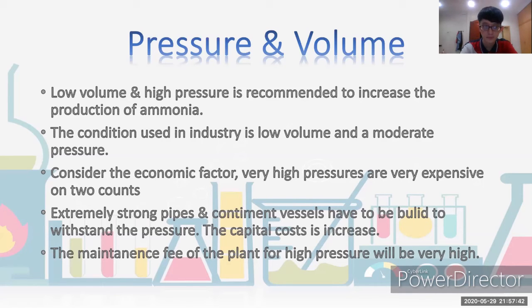Thus, the compromise pressure will be 200 atm, which is high enough to maximize the production of ammonia. The same goes for volume, that we will be using lower volume compared to higher volume that can increase the pressure.